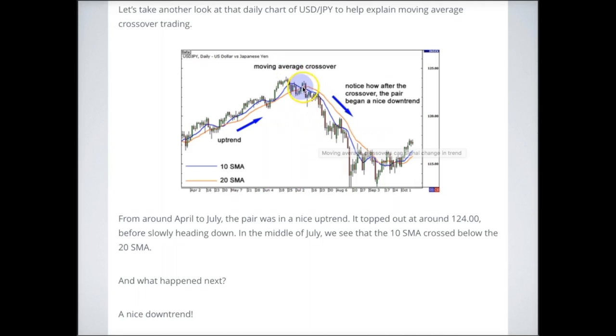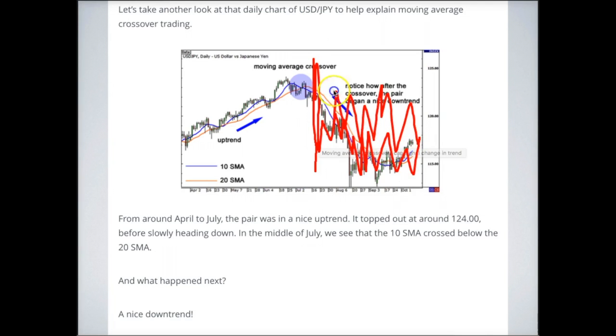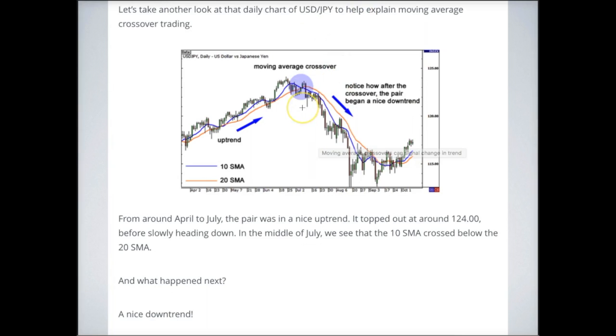So if you had just seen this at this moment, you don't see the rest of this over here. Let's try to cover this up. As soon as you see this cross right here, you can say, okay, I'm going to stop taking uptrend trades, and now I'm getting ready to take downtrend trades. So you see how easy it is. That's why we love the moving averages.